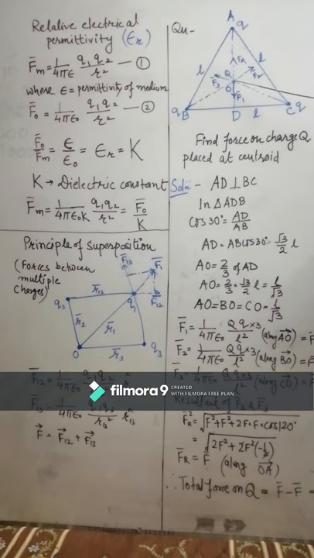Okay. Now, force acting on this charge Q due to charge at A will be F1, direction will be along AO. So F1 is equal to 1 by 4 pi epsilon naught Q into Q by the square of the distance. And distance is L by root 3. So the square of this will be L square by 3. And direction is along AO.